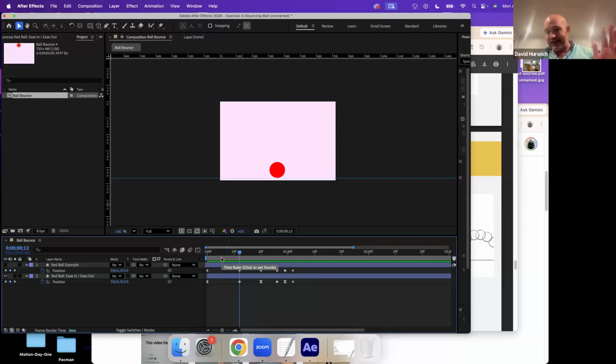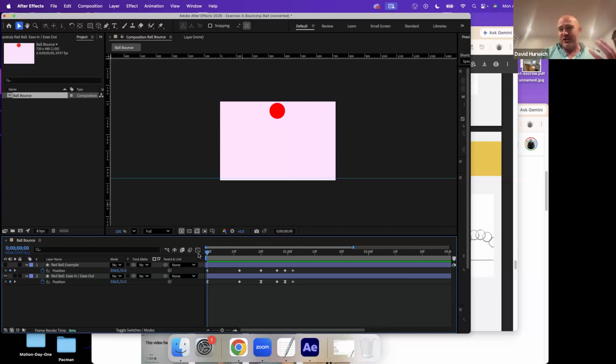If I made it a second between this and this, that might feel too long. We call this in animation floating, where it feels like it's floating. It doesn't feel like the way the object would normally move. You can also do it the other way, where sometimes the action is going too fast. If I went from here to here in, I don't know, 3 frames as opposed to 12, that might feel too fast.